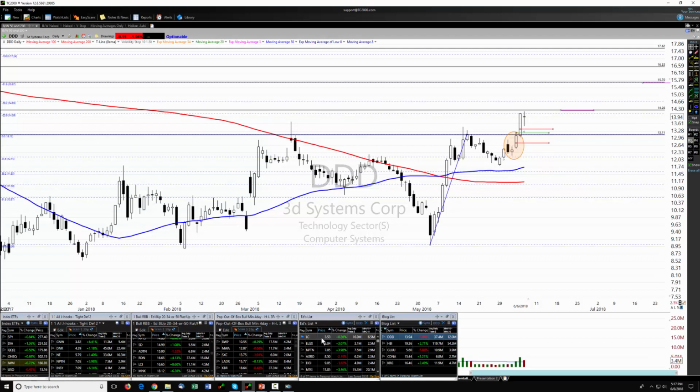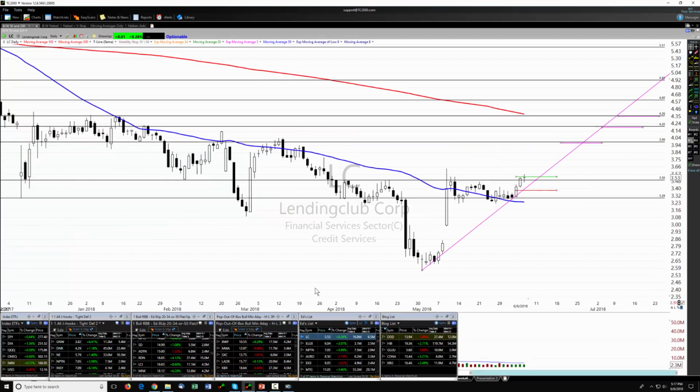Let's plan a couple trades for tomorrow. This is the first one that I liked, Lending Club. There's a shoulder, there's a head, there's a shoulder. You can also see that we've got kind of an ugly J-hook type here. Run up, pull back, but more just inverted head and shoulders.